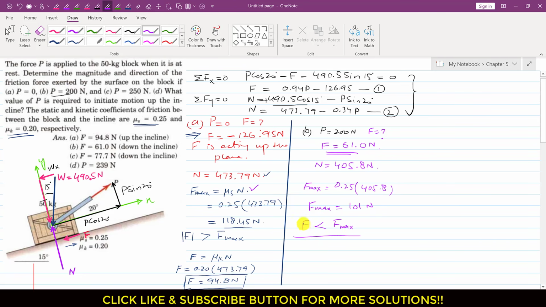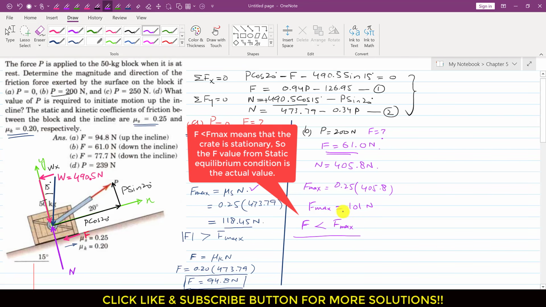So this means that the surface can offer a maximum friction force of 101 newtons, right? So the friction value from these two equations, from the assumption that the system is in equilibrium, we get as 61.0 Newton. Since F is less than F max, this is the accurate value of the friction for this case B, right? So this is the right answer for case B. If P equals 200 Newton, then the friction the surface is offering is 61.0 Newton.